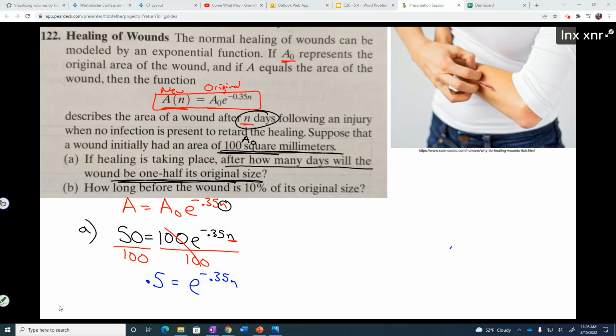Okay, now what do we do? Yep, natural log it. So natural log both sides, I'm going to write it up here. So we got the natural log of 0.5 on the left side. And the right side, these cancel. So we got negative 0.35 n. Alright, so we're almost done. We're trying to get the n by itself. What's the last thing we need to do?